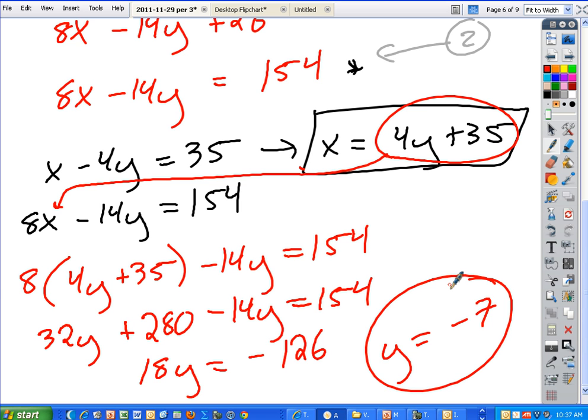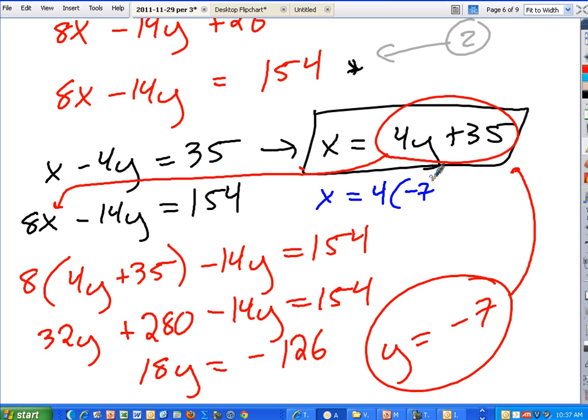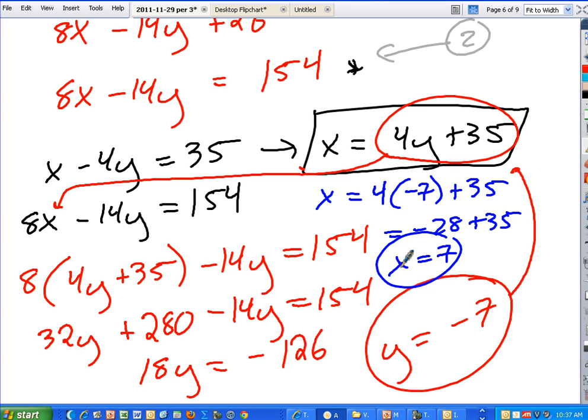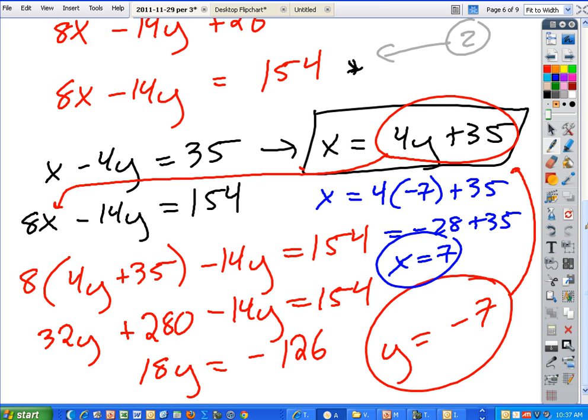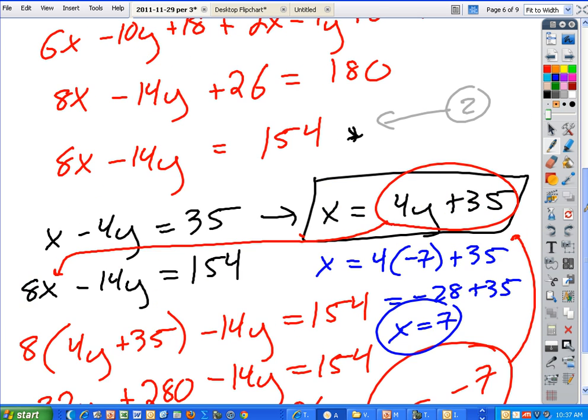Now where do I go to get the rest of it? Right back up to the box. Substitute in and find what x is. So to find x, x would just be 4 times negative 7 plus 35. Well, isn't that just negative 28 plus 35? So x is positive 7. So I got my answers. X is positive 7. Y is negative 7.